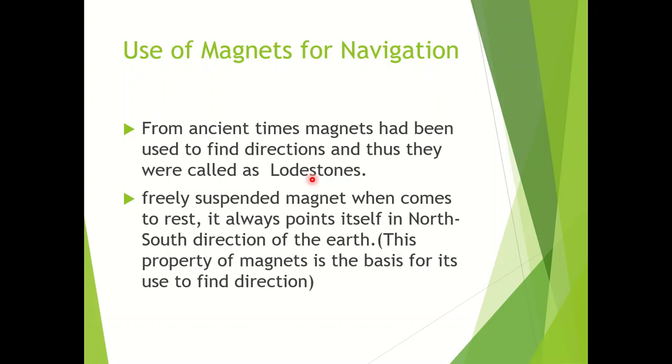If a freely suspended magnet comes to rest, it always points itself in the north-south direction of the earth. This property of magnets becomes the basis for its use to find directions. When a freely suspended magnet comes to rest, it always aligns itself in the north-south direction, and this property is used for finding direction.